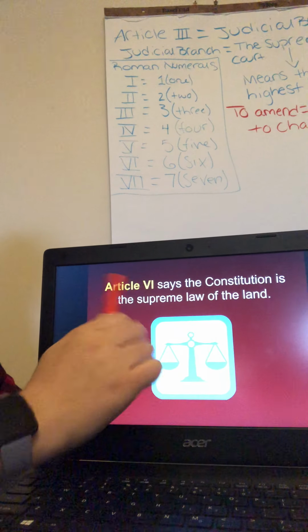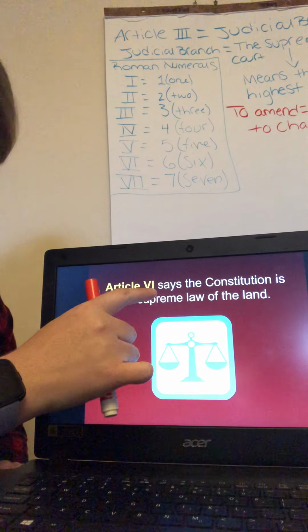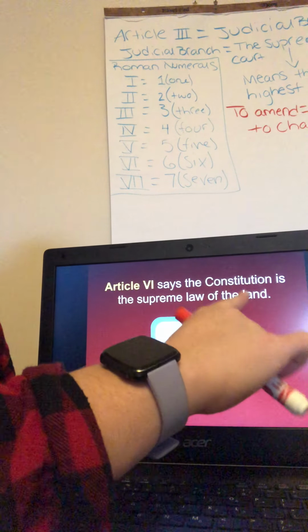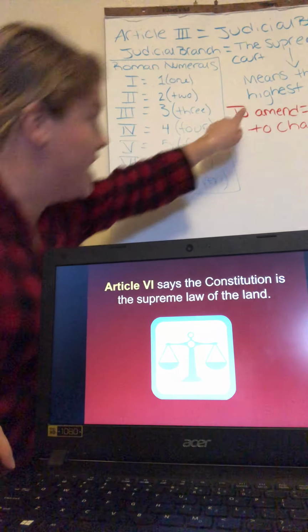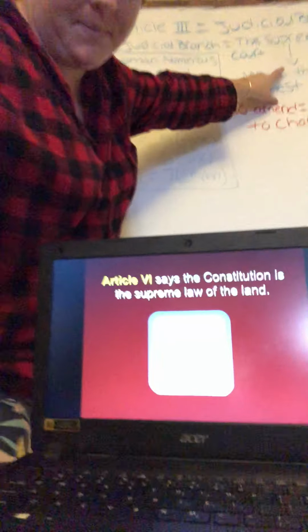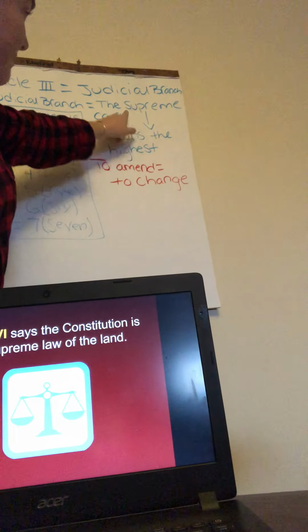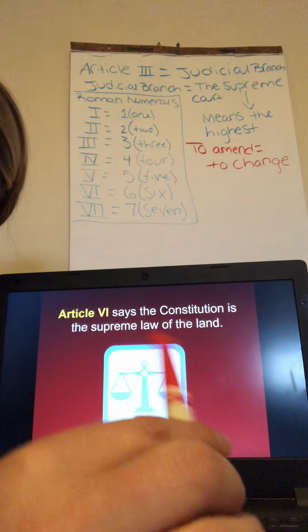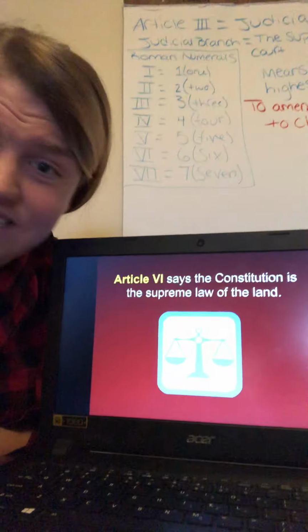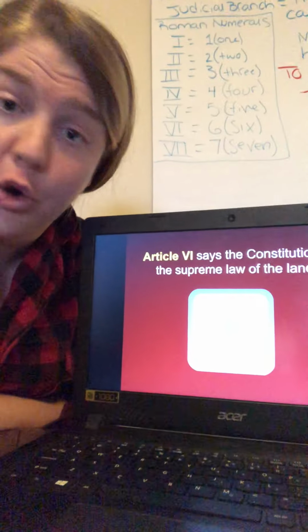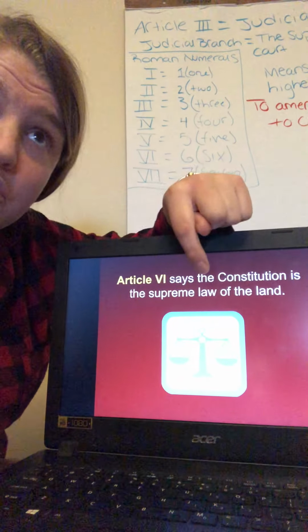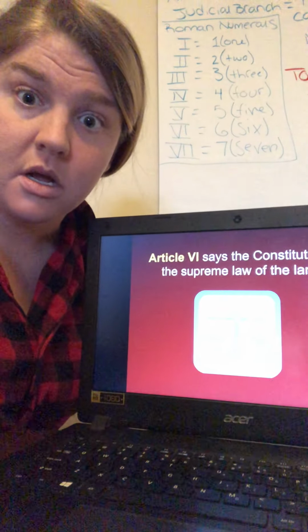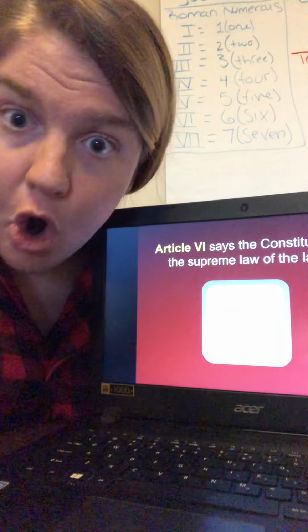All right, Article 6, so it's 5 plus 1 is 6. Says the Constitution is the supreme law of the land. So we know that supreme means the highest, right? So supreme means the best. There's nothing higher than that. So you can't say, well, the law says this according to Connecticut. Nope. The Constitution is the highest. There's no higher. There's no better. There's no other.